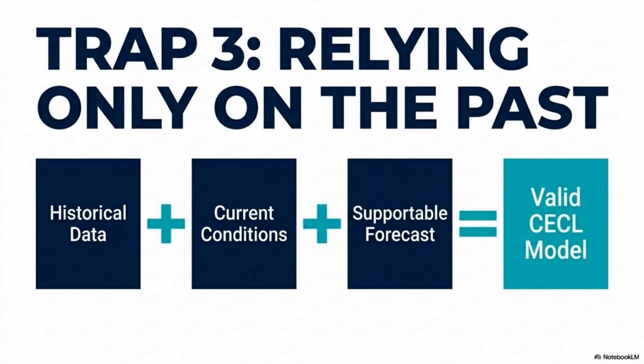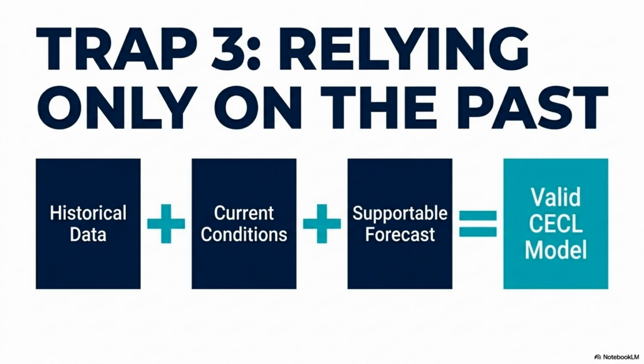Trap 3 is relying only on the past. Some teams apply prior period loss rates unchanged, treating the CECL model as a simple roll forward of historical averages. But CECL requires 3 inputs working together: historical data, current conditions, and a reasonable and supportable forecast. Historical rates alone satisfy only one of those 3 requirements.